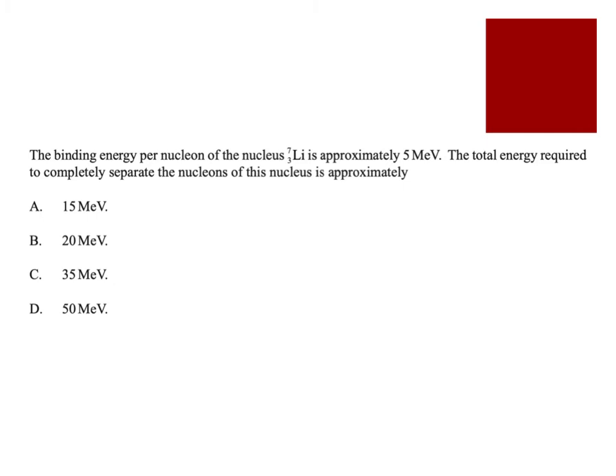I have 7 pieces I have to separate. So if each one of them has a binding energy per nucleon of 5 mega electron volts, I will need to have C, 35 mega electron volts.